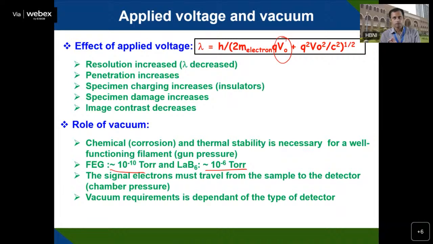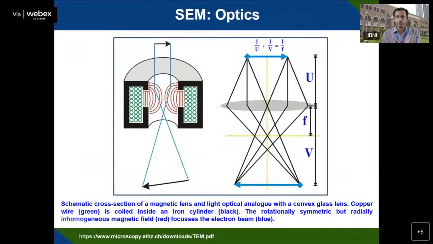Depending on the detector, that vacuum capability is 10 to the minus 10 or minus 6. Not only the source decides, in addition, the detector also decides how much vacuum you can require for an SEM analysis.